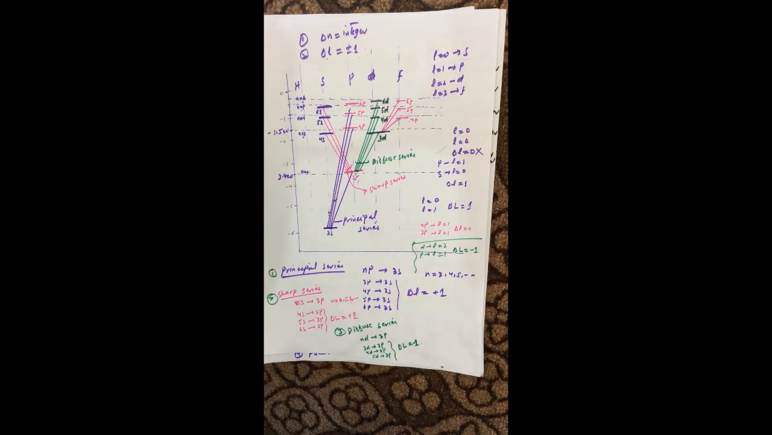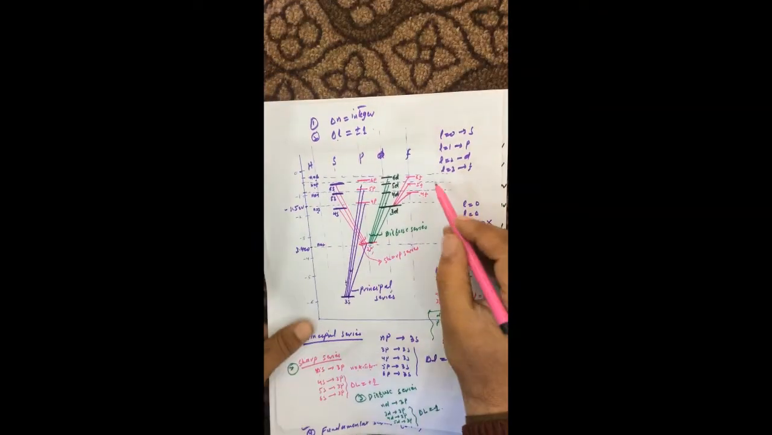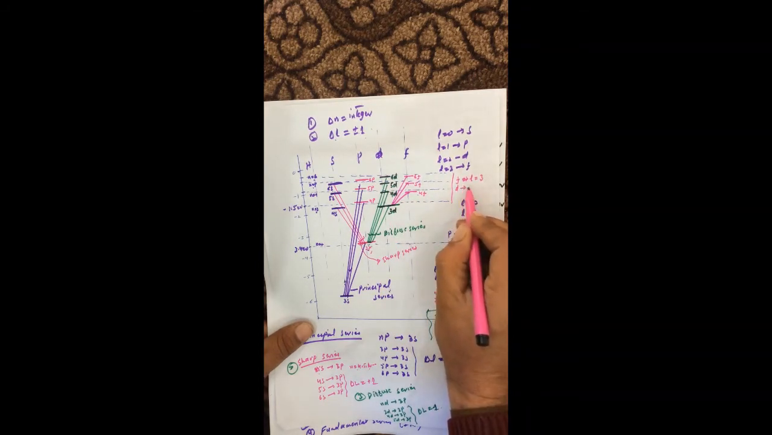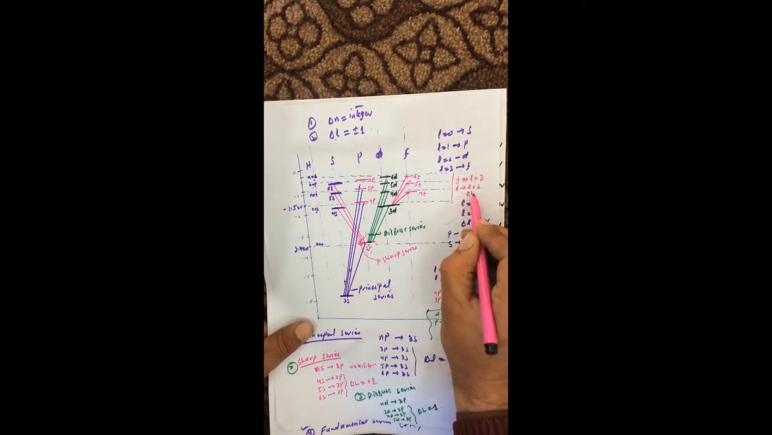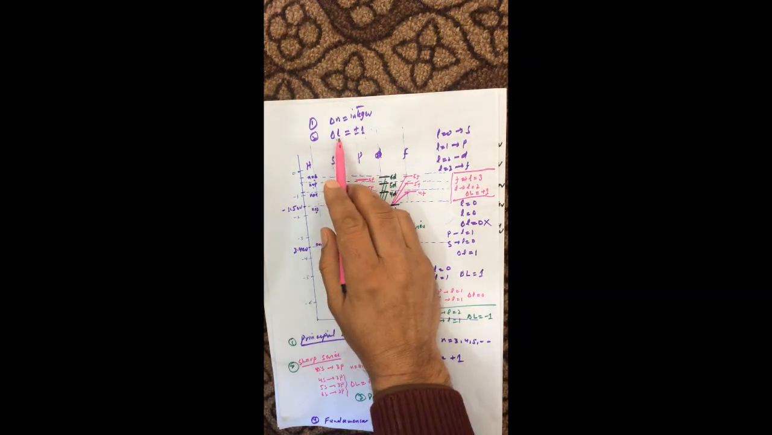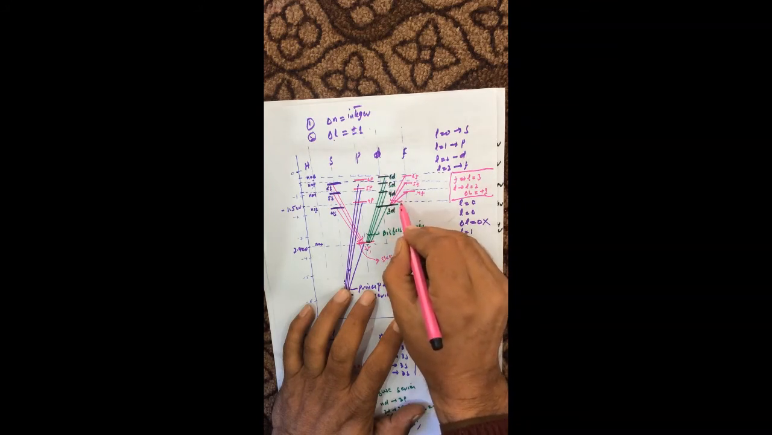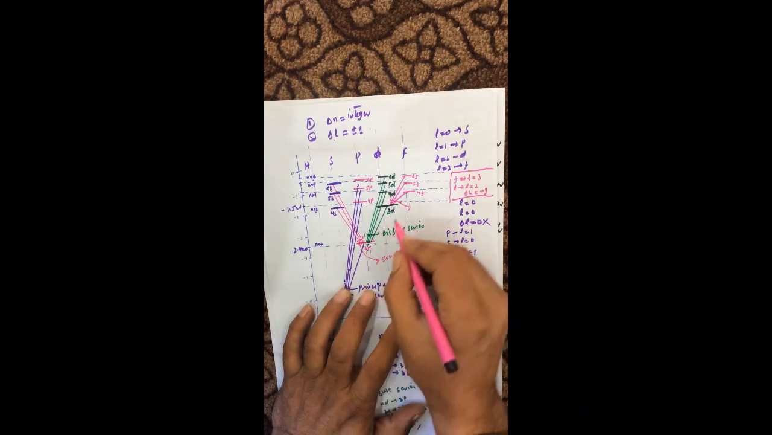Next we have transition from 4F to 3D, 5F to 3D, and 6F to 3D, because for F we have L value which is 3, and for D we have L value which is 2, so delta L is always plus 1. So plus 1 is already in the selection rule, so this transition is allowed. And the spectrum or series of lines obtained from this transition is called fundamental series.